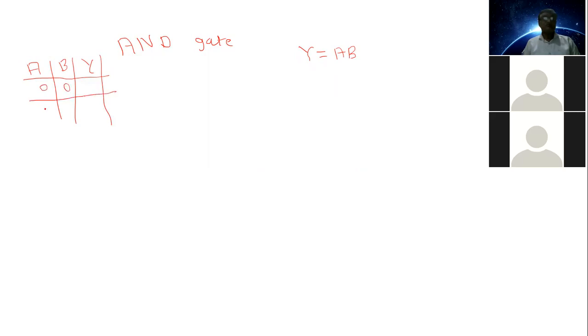The inputs are 00, 01, 10 and 11. The outputs are 0, 0, 0 and 1. So for 10 the output is 0, and for 11 the output is 1, that we have seen.